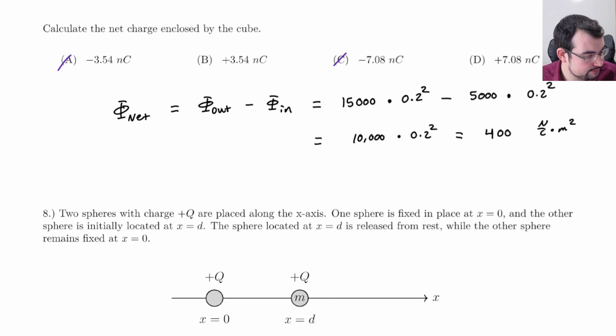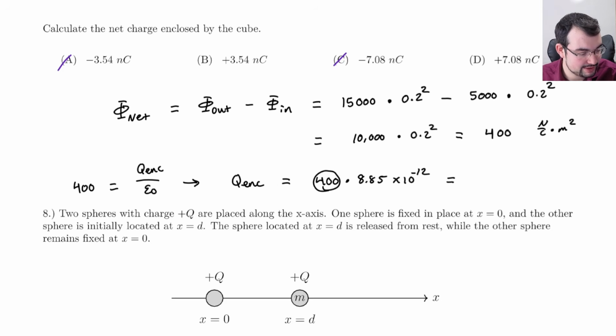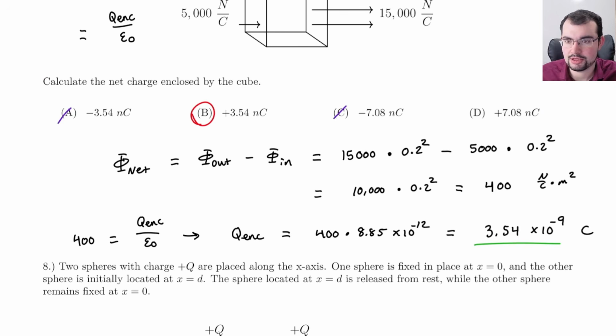But then we're not done, because we can set our 400 equal to Q enclosed divided by epsilon naught. So Q enclosed would be equal to 400 times 8.85 times 10 to the negative 12th, which is epsilon naught. And if we work that out, notice you can tell what answer it's going to be because we have 400, and then we have an 8, so that's going to make roughly 3. So we get the 3.54 times 10 to the negative 9th answer. So yeah, it's computationally intensive, but it's still a level 2, I'd say, because you're subtracting the flux.